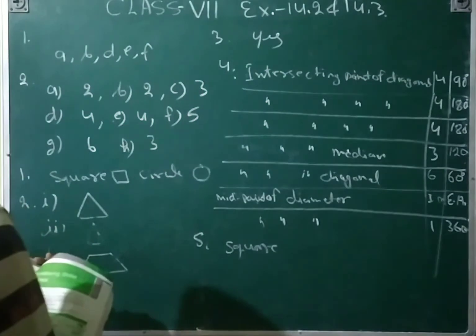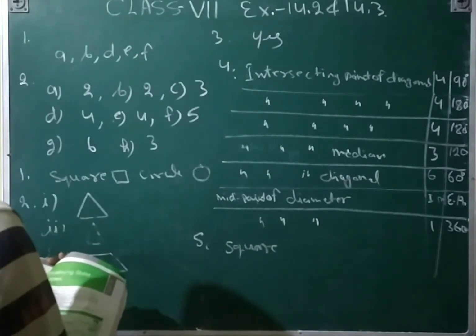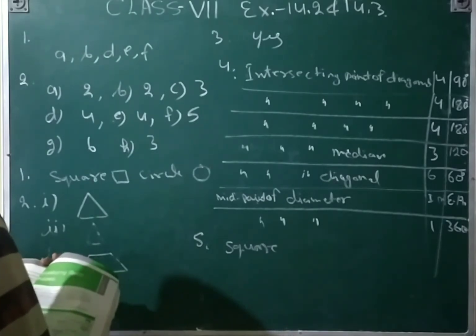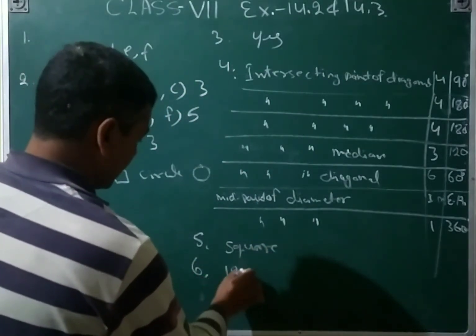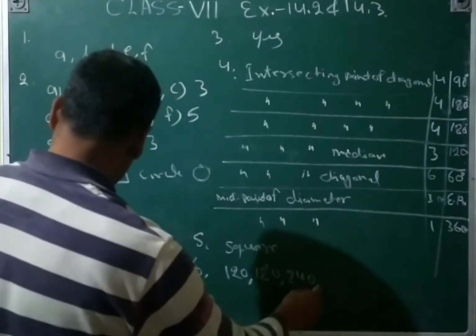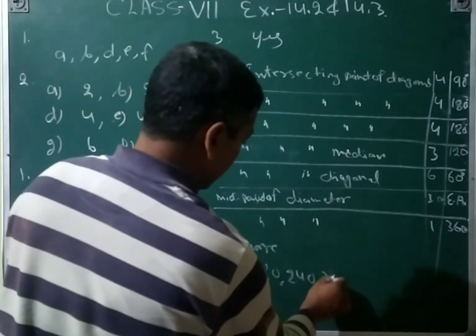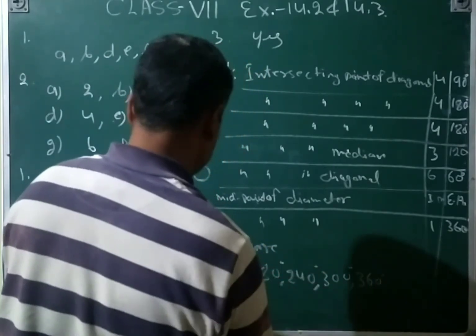After rotating by 60 about a center, a figure looks exactly the same as its original position. At what angles will this happen for the figure? So we will write the table of 60. 60, 2 sixes are 120, 3 sixes are 180, 4 sixes are 240, and then that will be 300, and then 360. That will be the table of this one.